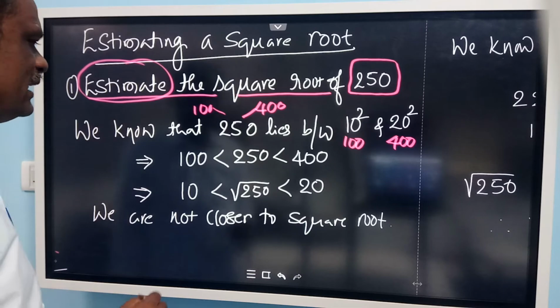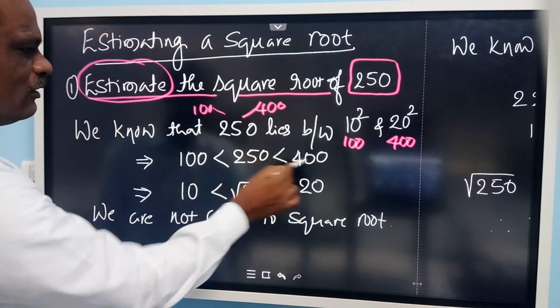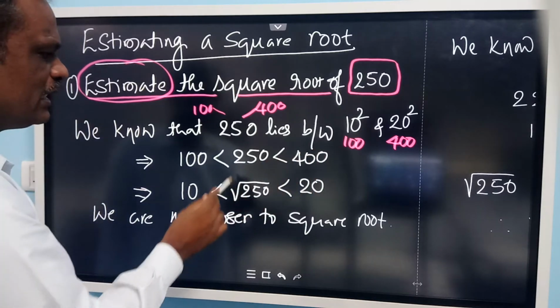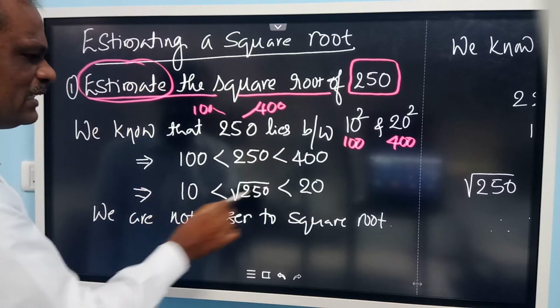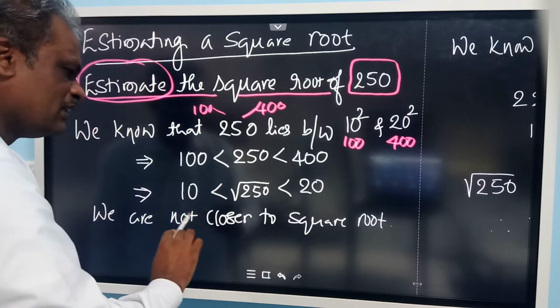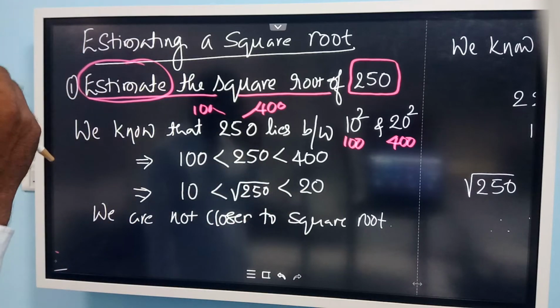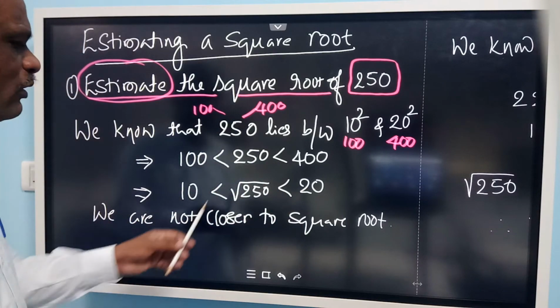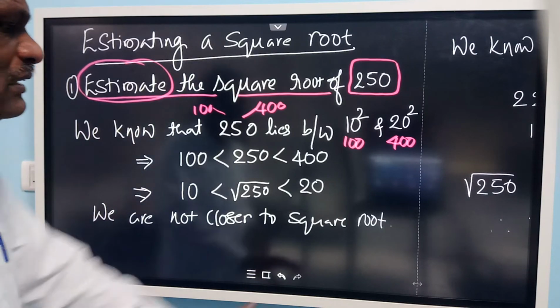So then let's go to this one. Look at this, 100 and 250. 10 square means 100, 20 square means 400. So it lies between these two numbers. The square root of 100 is 10, the square root of 400 is 20. This square root of 250 is not closer to 10 or to 20. Both are very far away from the square root of 250. So therefore still we will go to the nearest numbers.